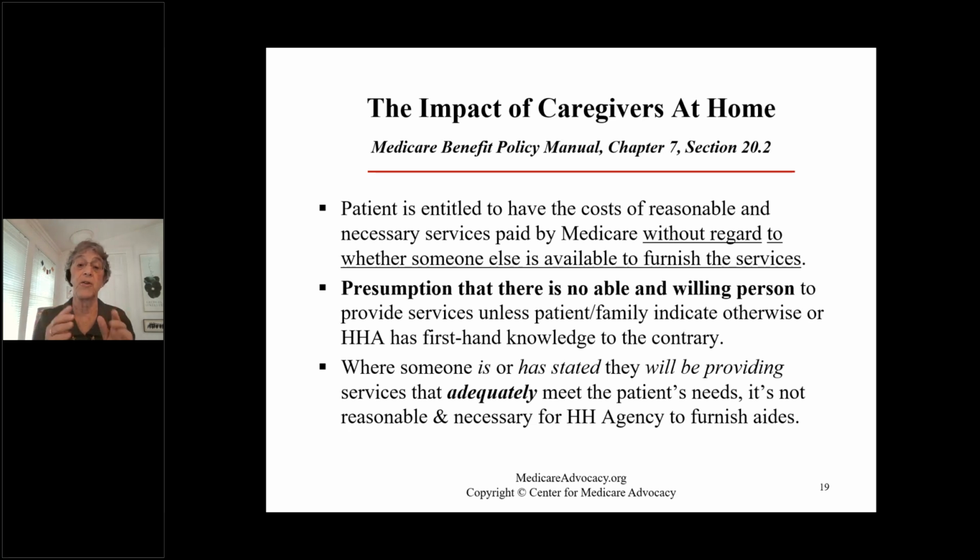But you can see there's a fine line there, and the patient's caregivers do not have to be in place. She or he does not have to have caregivers, and family and friends do not have to be willing or able to provide the services. Next slide, please.